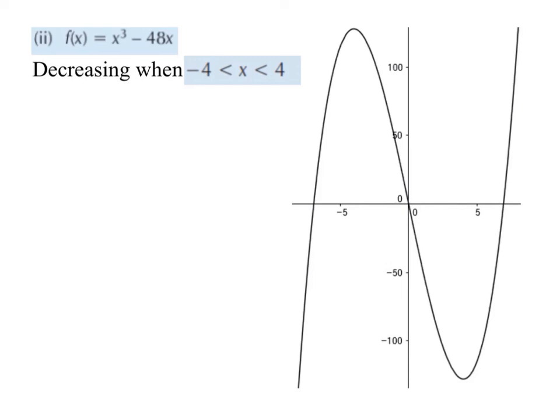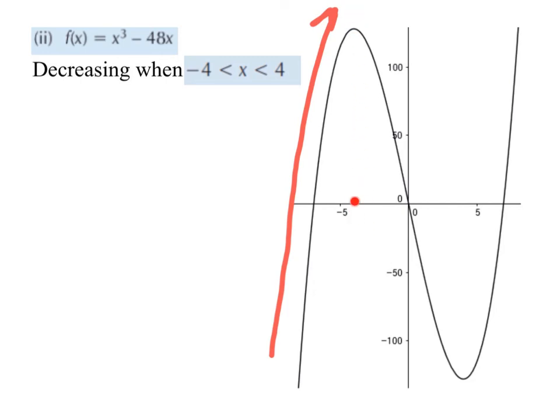So here we have our second cubic function, so x cubed minus 48x, and again it's an S-shaped graph. And we found that when we did step 1, 2, and 3, we found that our function was decreasing for x values greater than -4 and less than +4. So we can clearly see from our graph that our function is increasing. It's going upwards right up until this point, where our x-axis would be about -4.